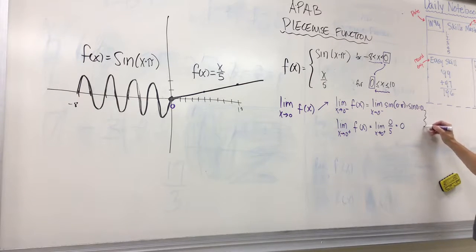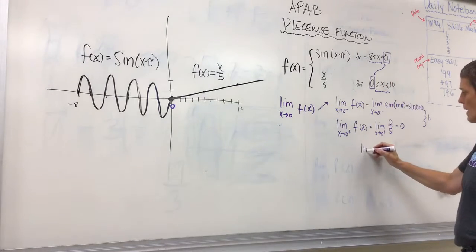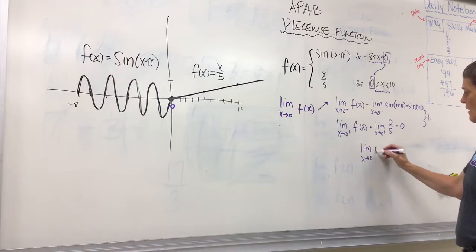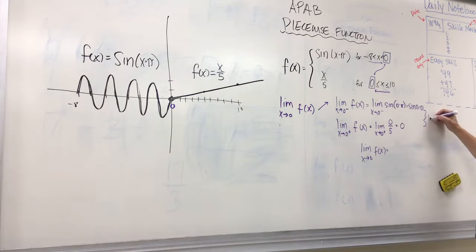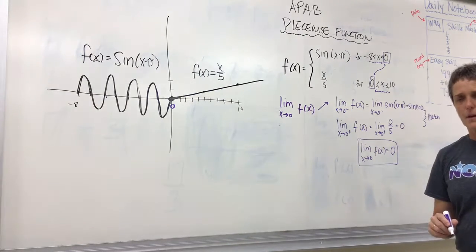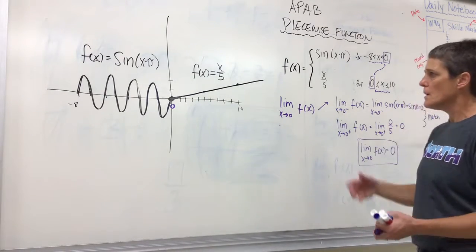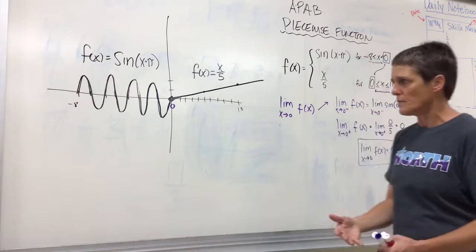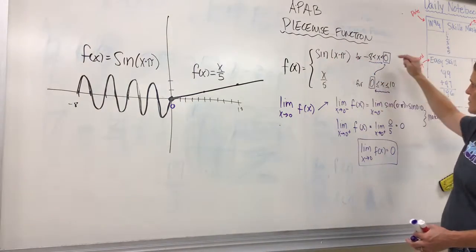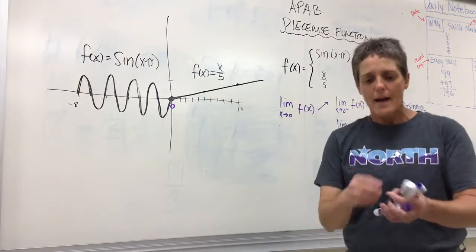So since these match, we know that the overall limit as x goes to 0 of f of x, yes, we have a match here, is in fact 0, because we've checked it from both sides. So that's the really common question to ask with piecewise functions. You see that almost exclusively. You'll always see a piecewise function, and they want to know what's happening when it switches from the top to the bottom function.